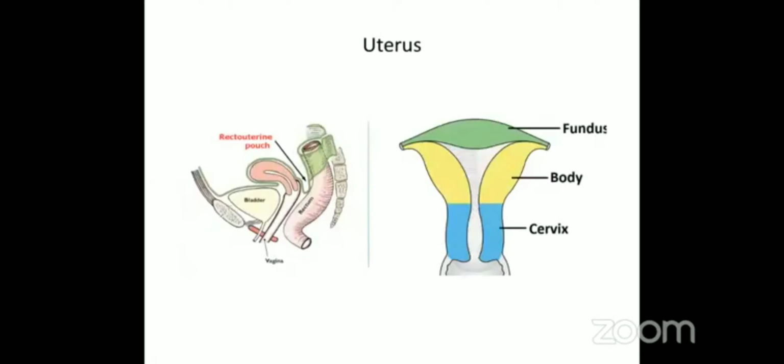Now coming to the pelvic organ, the uterus, which is present between the bladder anteriorly and the rectum posteriorly. This is the position of the uterus. These are the parts. Again, like the stomach, the expanded upper part is the fundus. Then there is a body and the cervix. This communication here is called the internal os, and this is the external os. From there, it is continuous with the vagina.